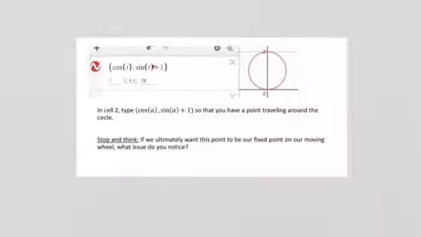And then if you take your y value and you add 1, that's going to make it so the circle's center is shifted up 1. So now you have a circle that is resting on the x-axis like this.